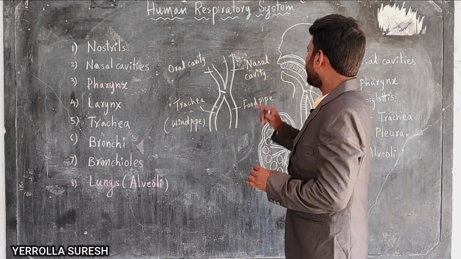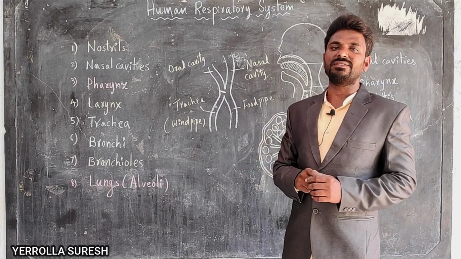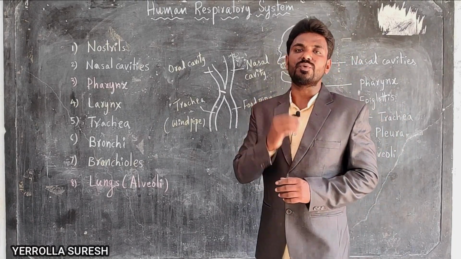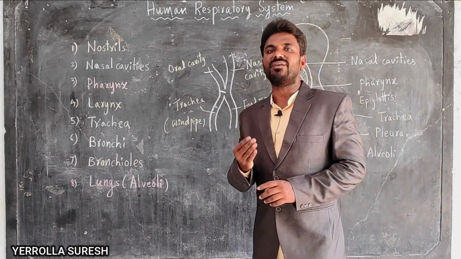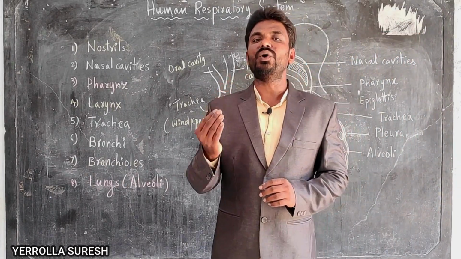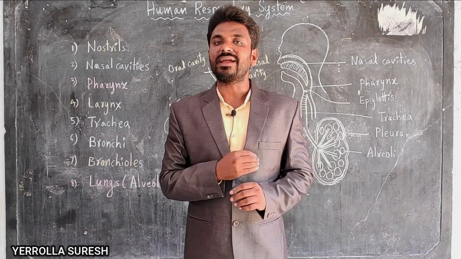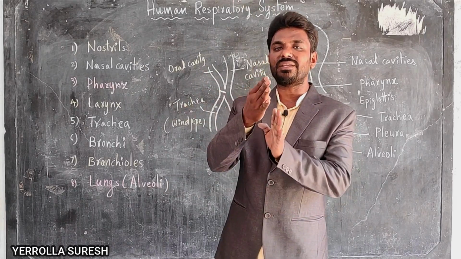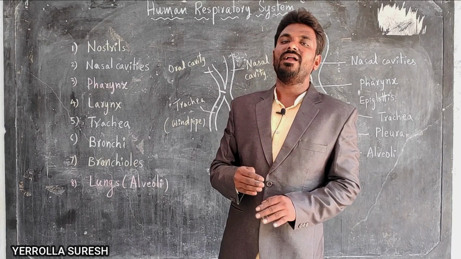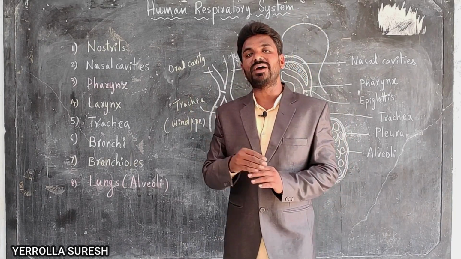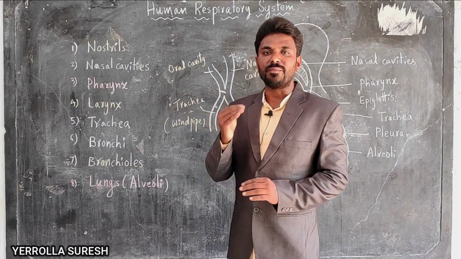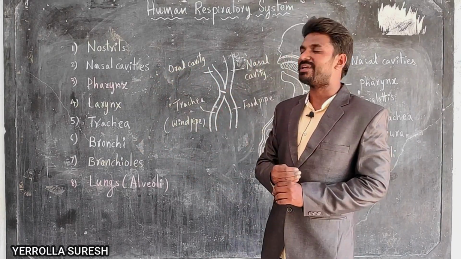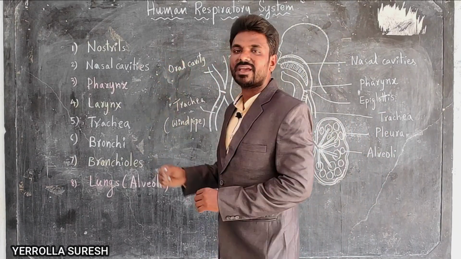Next, inside these nasal cavities some hair is also present. The hair present in the nasal cavities prevents the entry of dust particles which try to enter the respiratory tract along with the air. So dust particles are prevented by hair, and also by the mucous membrane or mucus. Like this, nasal cavities play a very important role in the process of respiration. Nostrils and nasal cavities are completed.